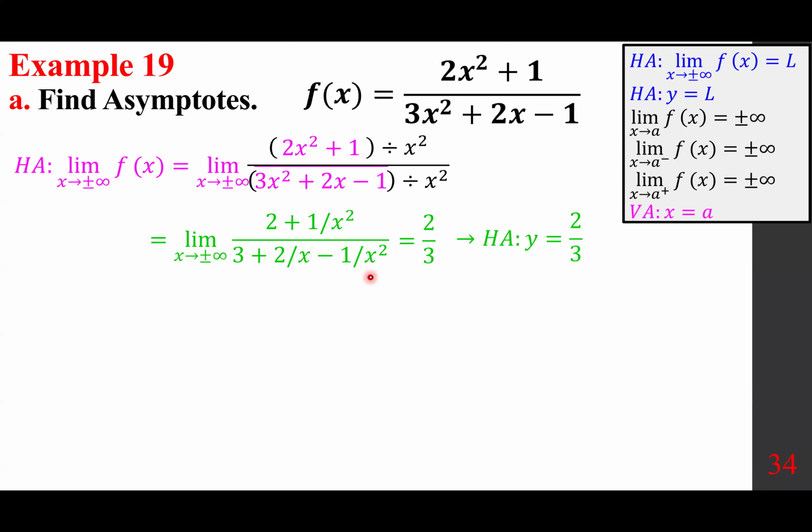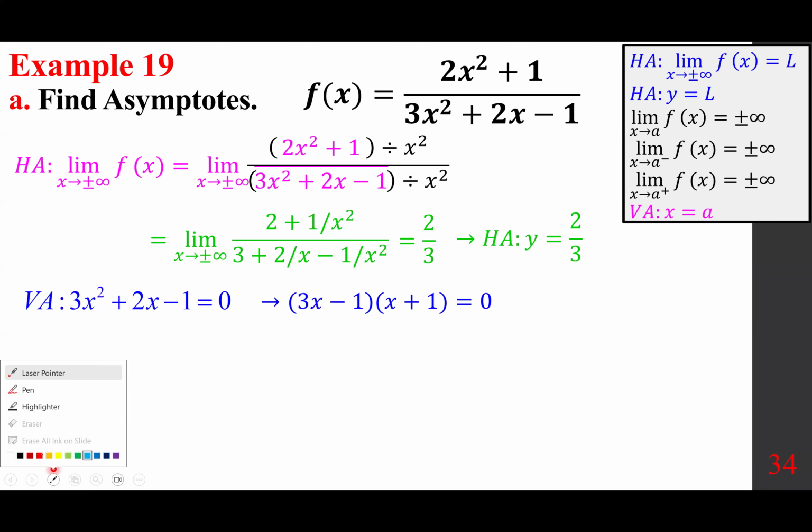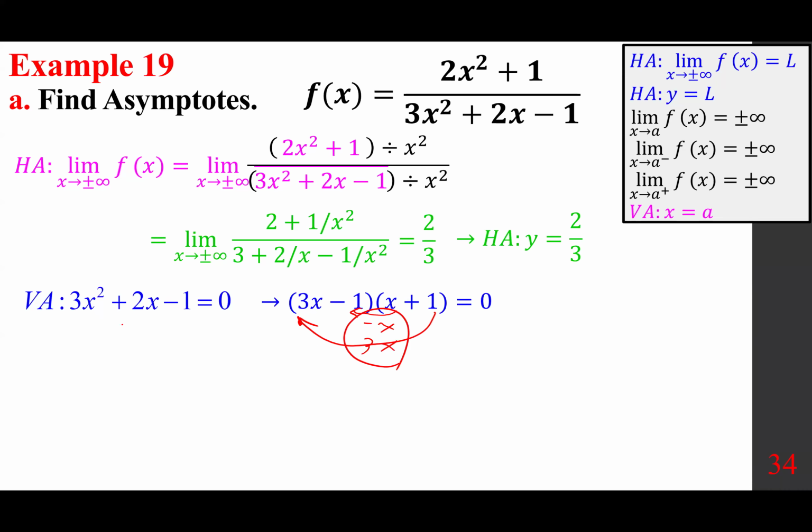Vertical asymptote, you can go with the definition or just set the denominator equal to 0. And this is simple factoring because 3 is a prime number, it's 1 and 3, and -1 is 1 and -1, one of them. You have to make sure the middle term works, just so you know. This is 3x squared, this is -1. To make sure the middle term works, check it out. This one is minus x. This one is 3x. Do they add up to the middle term? So yes, x is either 1/3 or -1. So there are two vertical asymptotes.